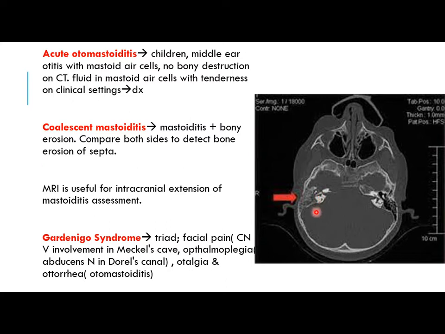Gradenigo syndrome is a triad in which we have facial pain, otorrhea, otalgia, and this facial pain, there is cranial nerve involvement in Meckel's cave. There is ophthalmoplegia, abducens nerve in Dorello's canal, and we have otalgia and otorrhea, otomastoiditis. So this is a triad. Whenever we have this triad, we call it Gradenigo syndrome. Actually, for the nerve assessment and the intracranial assessment, it's better to use MRI, but we can have findings that may go with the diagnosis of this syndrome.